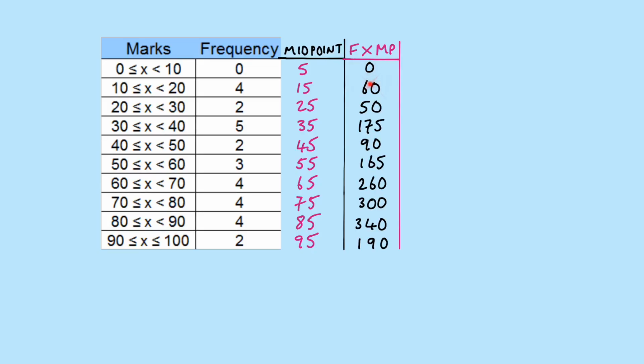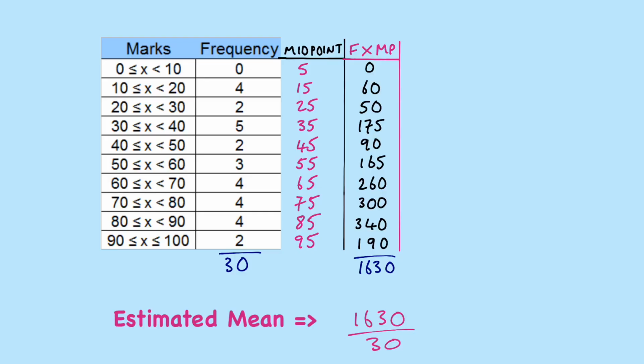We then need to add all these values together. This will give our total value of our marks, and then find out how many values we had. So we'll total this column as well. Then our mean is our total values divided by how many values we added up. So we'll find our estimated mean to be 163 divided by 30, which gives us an answer of 54.3.